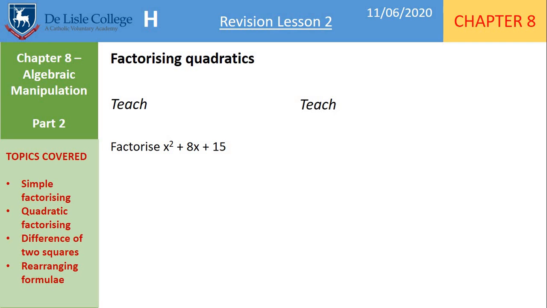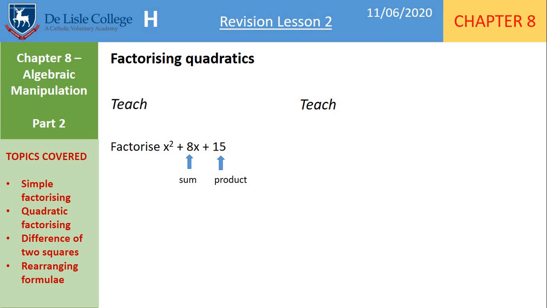So we have here x squared plus 8x plus 15. This is one where we're going to have two brackets, and the numbers that are going to go into the brackets need to have a sum of 8 and a product of 15. Remember, sum means they add up to 8, product means they multiply to make 15.